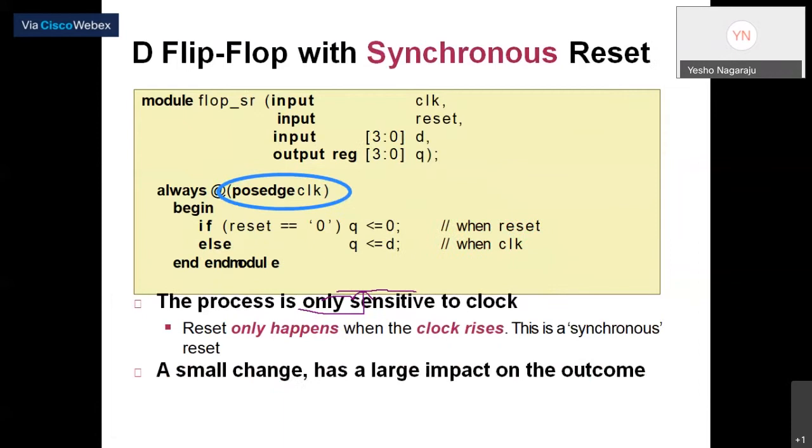Now let us see how we make reset synchronous. Now you see the reset signal here. Input reset is not appearing in the sensitivity list. It has gone out of the sensitivity list, and that means only the clock is what you are sensitive to. When the clock is asserted, simultaneously, if reset is zero, then only you will pull Q to zero. Otherwise, you would assign Q gets D. A small change, but there is a lot of difference in the behavior.